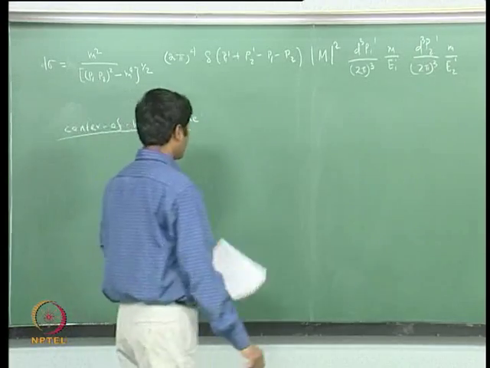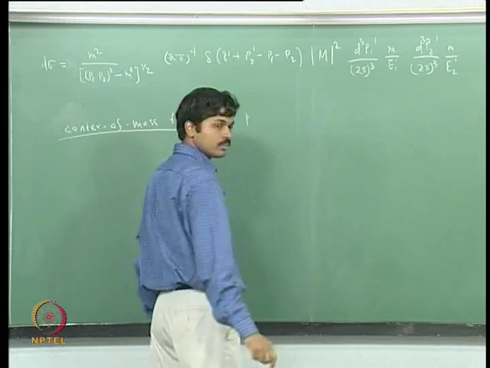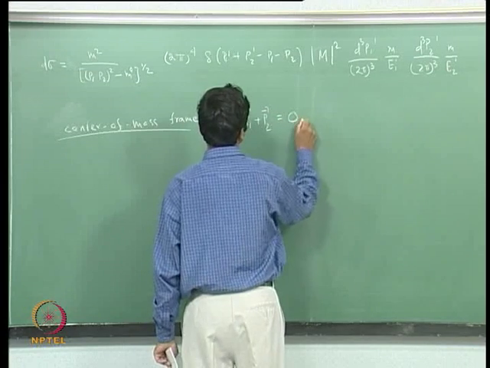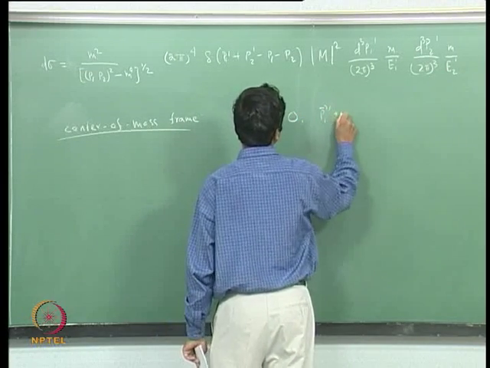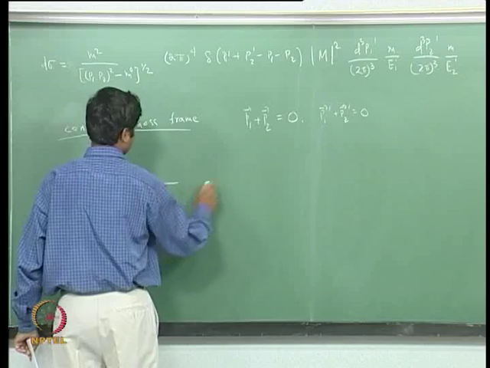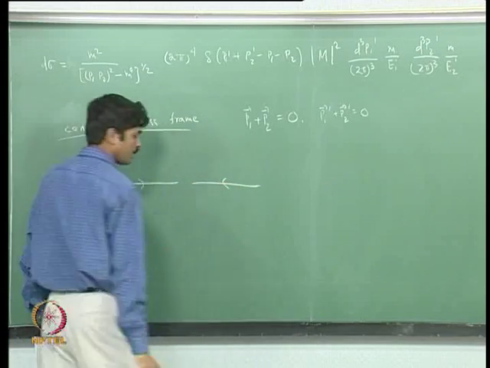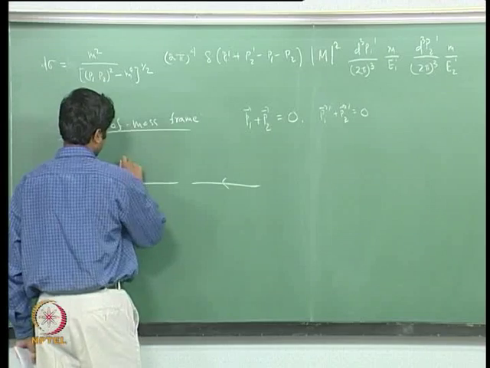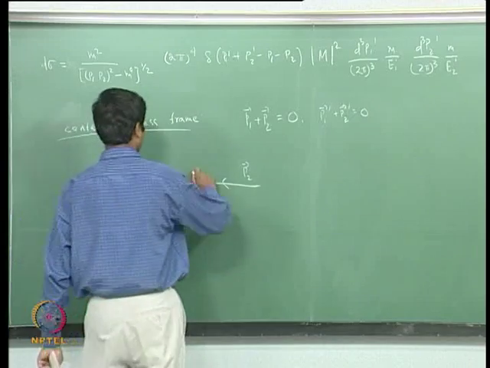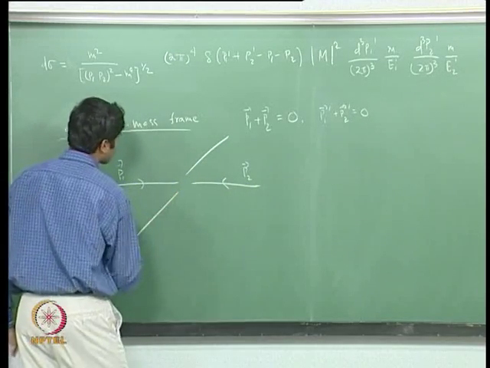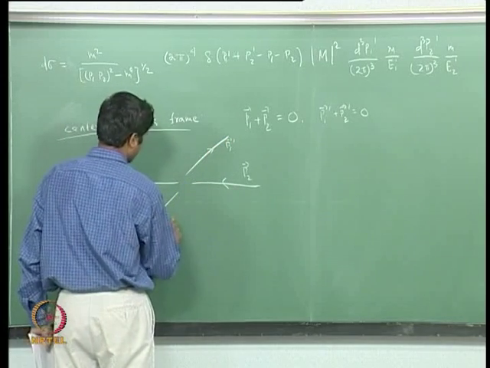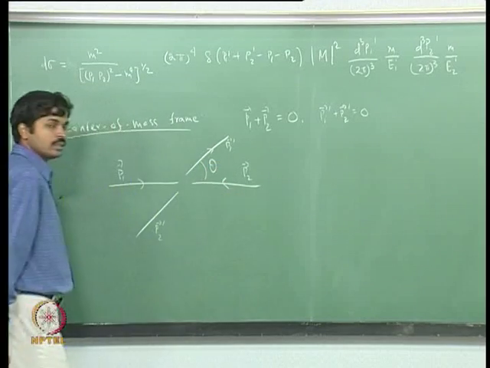So in the center of mass frame, the total momentum P1 plus P2 is equal to 0, and so is P1 prime plus P2 prime. So you have the electrons, there are two incoming electrons with momenta P1 and P2 of equal and opposite magnitude, and then there are two outgoing electrons, P1 prime and P2 prime. The scattering angle is given by theta.